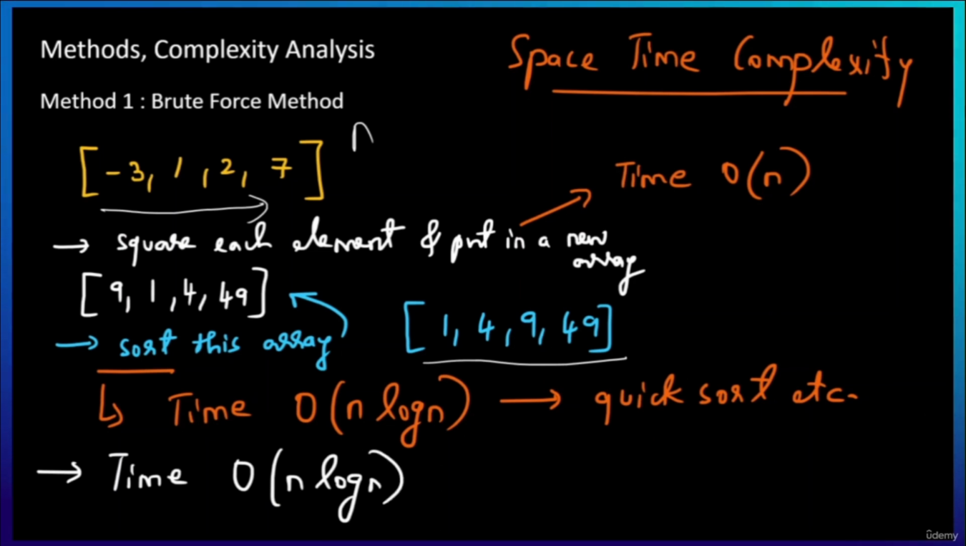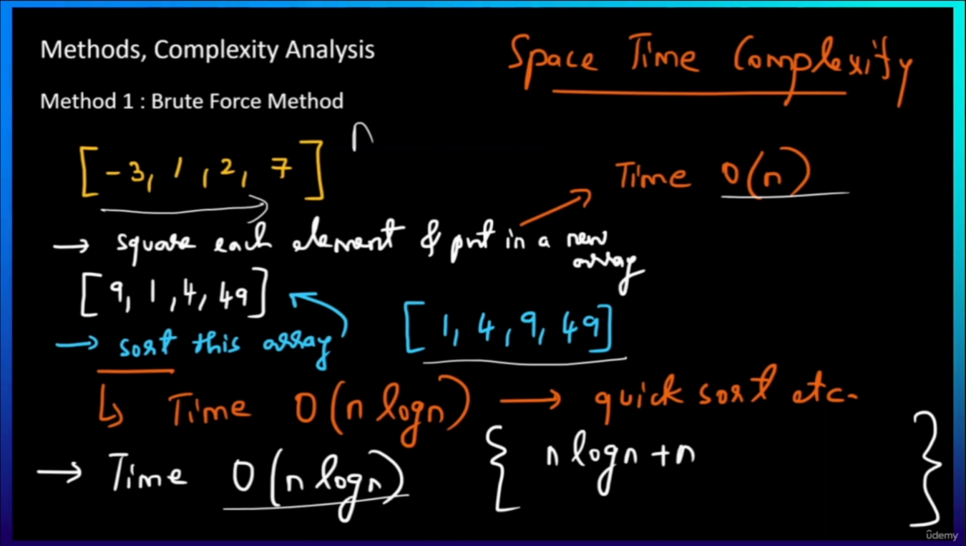Now you could say that it is O of n log n plus n, right? O of n log n plus n. Yes, we can say that, but again this simplifies to n log n. Why is that so? Because n log n is greater than n, right? In the logarithm section we have seen that already n log n is greater than n.